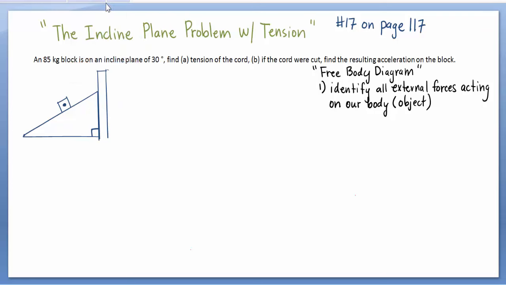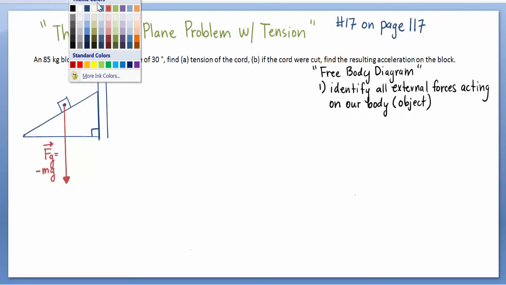So we've already talked about the gravitational force, the force that wants to pull the body straight down to the center of the earth, and we say that that is Fg, and Fg is negative mg.